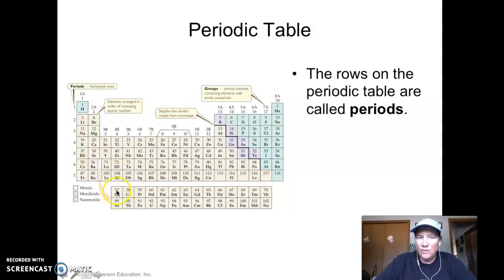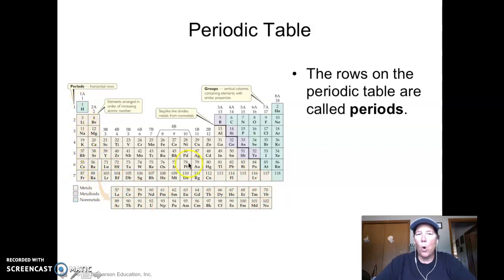You can see it goes 56, then 57, and then after 70 it goes back to 71. The reason they put them down here, first of all, is that this table would be super, super long and it would be hard to put on one piece of paper. And second of all, these guys all have similar characteristics. Most of these are man-made elements that were discovered in a lab. So these guys go down here and then you go back up.